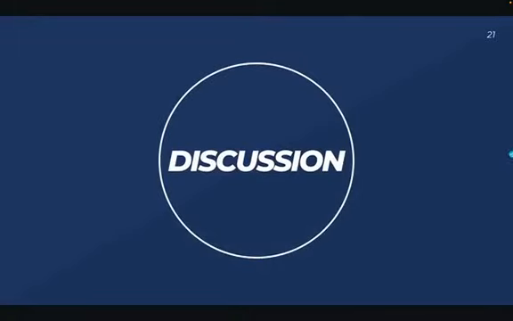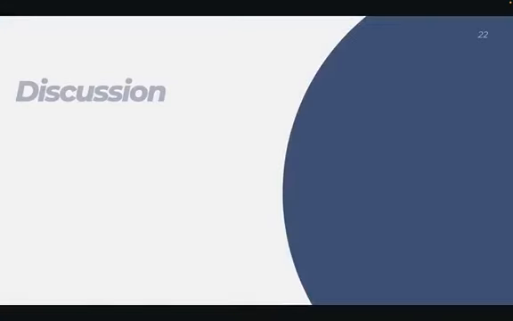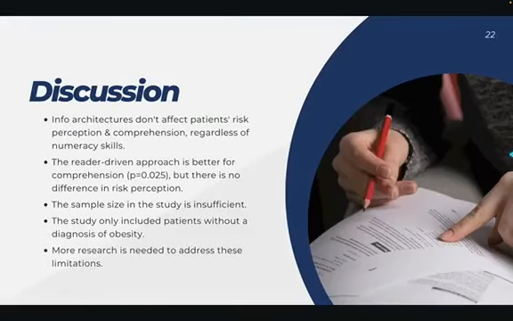Let's now discuss the main points. The study found that information architecture does not affect patient risk perception and comprehension, regardless of their numerical skill. However, the reader-driven approach was better for comprehension. The result might be due to the small number of participants and because they weren't actually obese. More research is needed to confirm this finding.